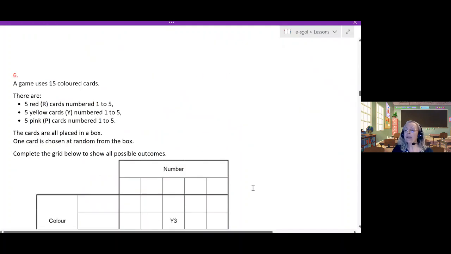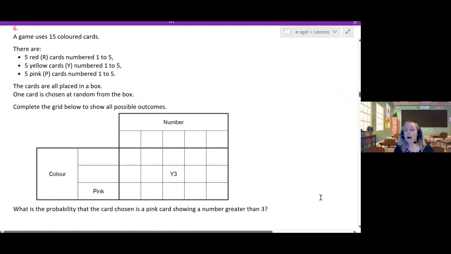It says a game uses 15 coloured cards. There are 5 red cards, numbered 1 to 5, 5 yellow cards, numbered 1 to 5, 5 pink cards, numbered 1 to 5. The cards are all placed in a box. One card is chosen at random from the box. Complete the grid below to show all possible outcomes. So we've got colours here. So we've got pink already. Let's put the other ones in.